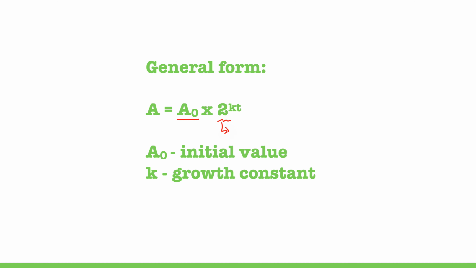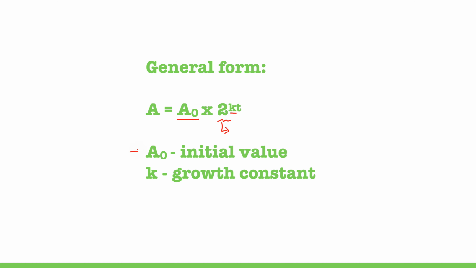This base here is just the rate at which it grows every hour. So for example, if it doubles every hour, then it'll be a 2. If it triples every hour, then it'll be a 3. This k is our constant. We will always have a k value, so you will need to use some sort of information in the question to be able to find k. And finally, t is time.